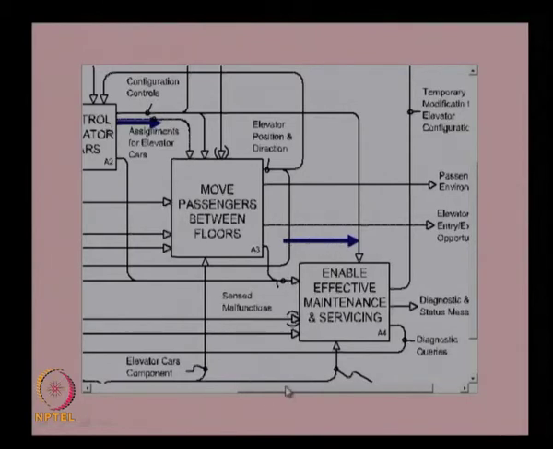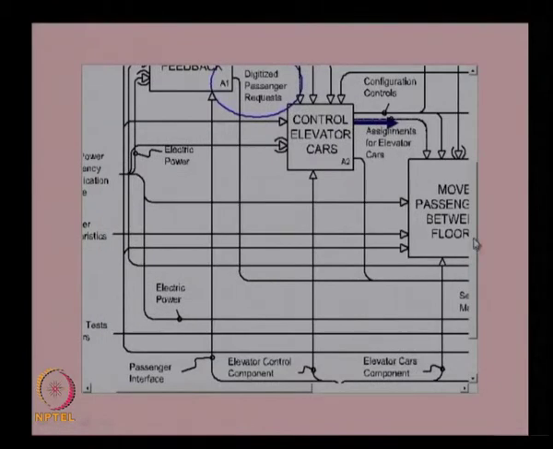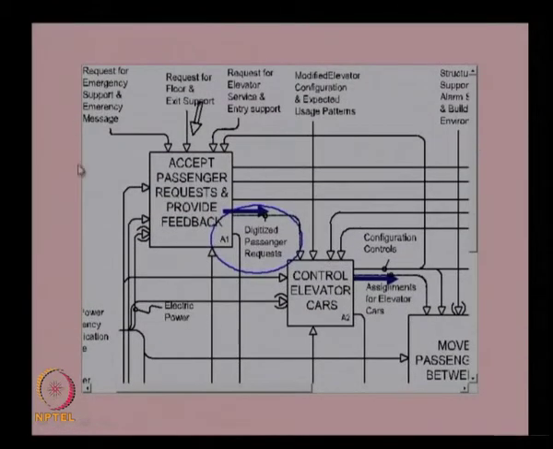So now if you want to find out what is happening to this signal in this function A1, we have to go to the next level, the A1 diagram or level 2 diagram, and then find out what is happening to this input: request for floor and exit support.